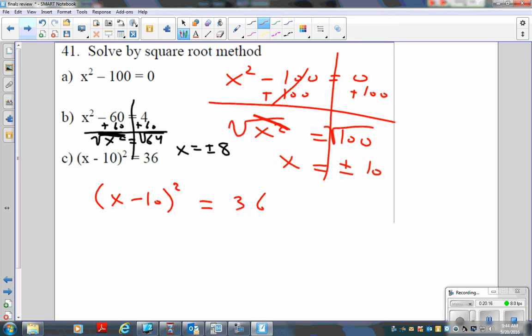In this case right here, the x squared is on both the x and the 10. So I can't get rid of that plus 10 because of the x squared on top of it. I have to get rid of the x squared first. So again, the opposite of a square is a square root. These cross out. You end up with x minus 10 equals positive and negative 6.